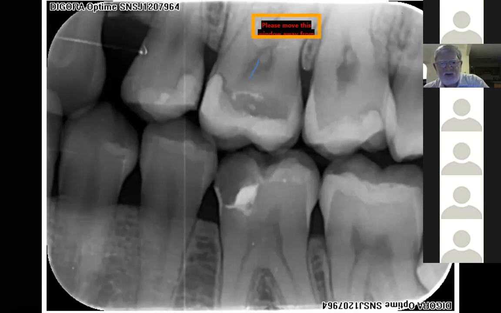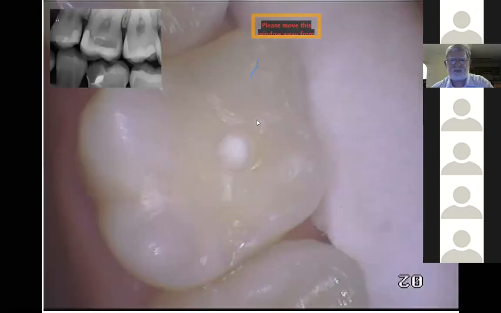Each of them had over 20, 30 years experience. And back came the answers: lots of caries, or no caries. So I decided to investigate that 2-6. I made a little hole in it, and as soon as I got through that composite, I saw something very, very opaque.